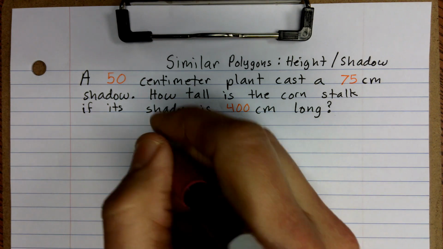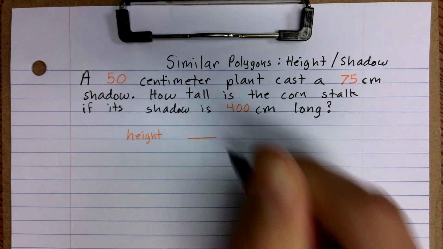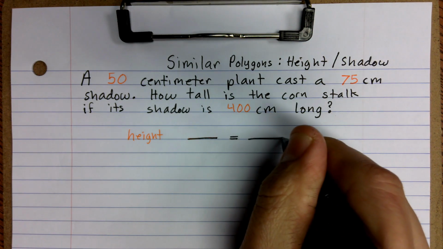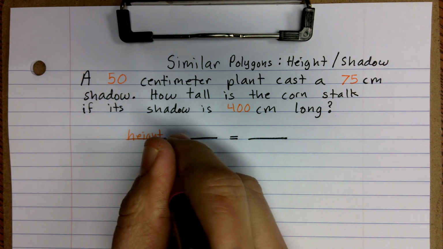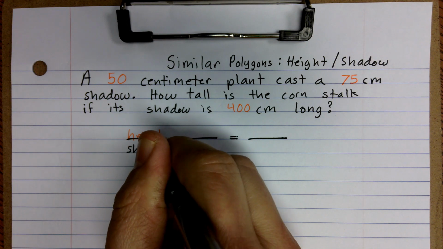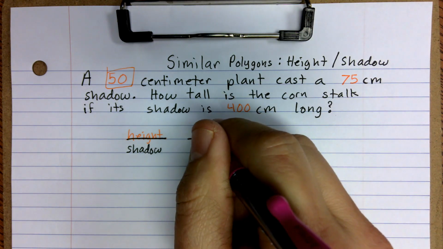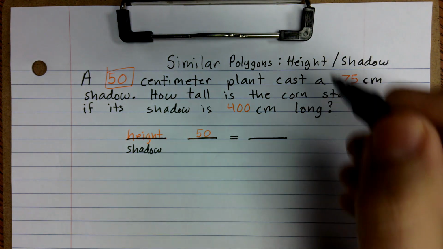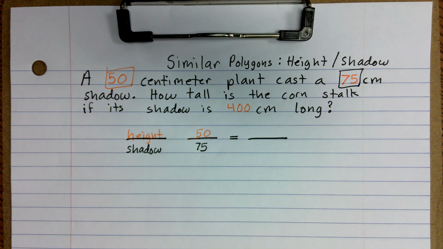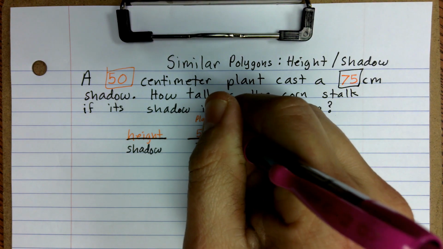So what I'm going to do is I'm going to go ahead and write height in my numerator of each one of my proportions that I'm going to set up. And for my denominator, I'm going to write the shadow that each object produces. So for instance, at first it said a 50 centimeter plant. So the height is 50, and it says it cast a 75 centimeter shadow. So 75. So you could say all of this information that's right here is for plant 1. So I'm going to write right here plant 1.